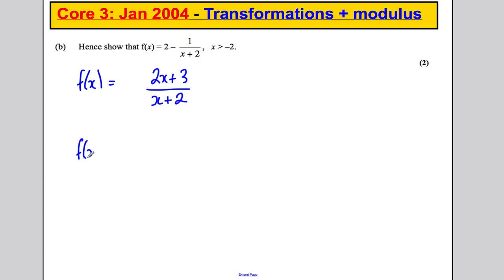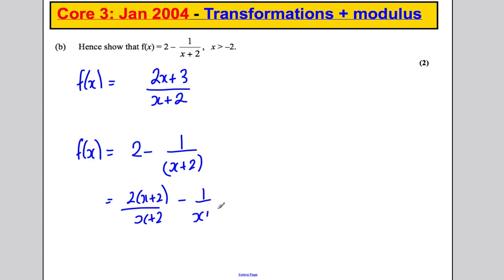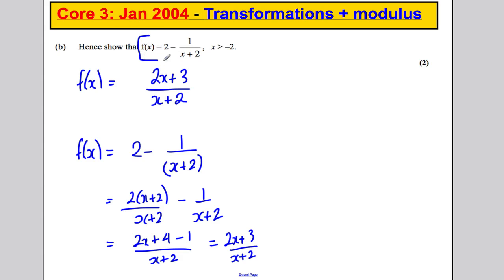But what you could do is assume that f of x is 2 subtract 1 over x plus 2, and try to work with this, so multiply top and bottom by x plus 2, and then expand out, so 2x plus 4 subtract 1 over x plus 2, and hence I get 2x plus 3 over x plus 2. Now, what I've done is I've assumed that's true, I've played around with it, and I've got 2x plus 3 over x plus 2. Hence, they're the same. That's probably the easiest way of doing it. There is another algebraic step to go from here to here, but it's probably not needed.